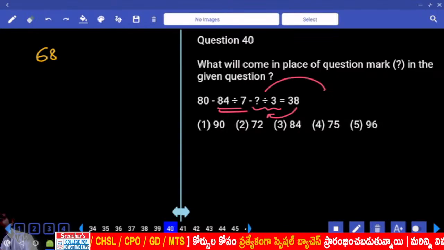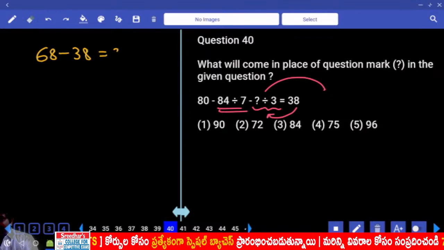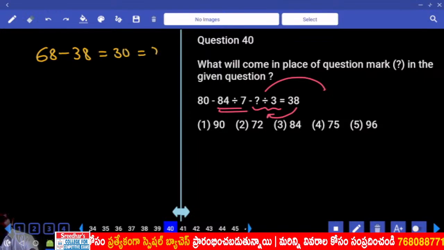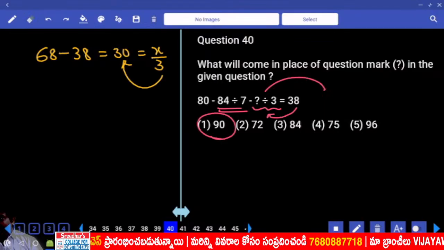Right hand side 38 comes to the left hand side, becomes minus 38. And how much is this value? 30, which is equal to x by 3. 3 goes to the other side, 90.